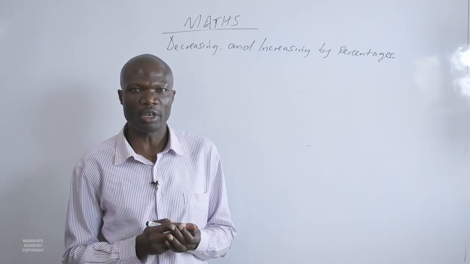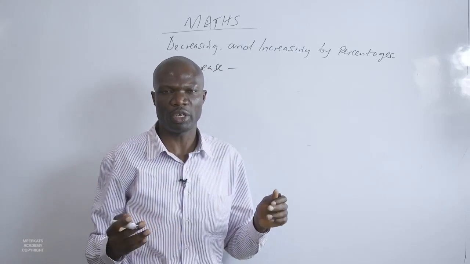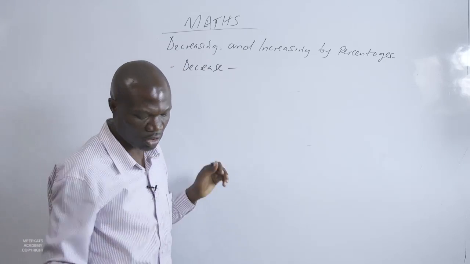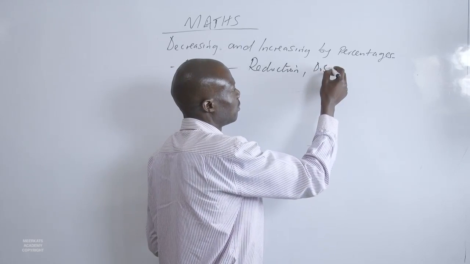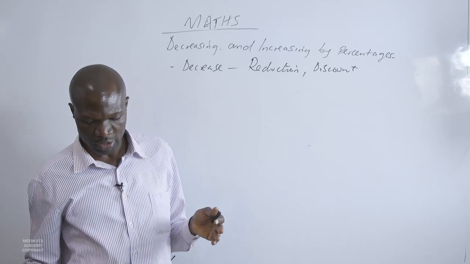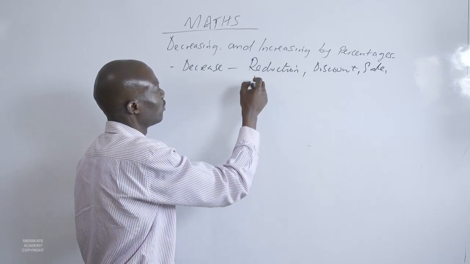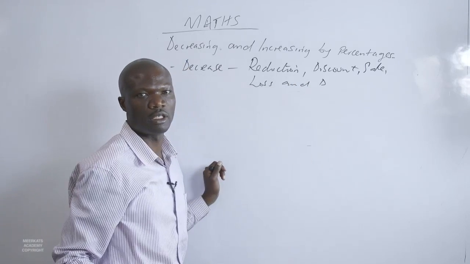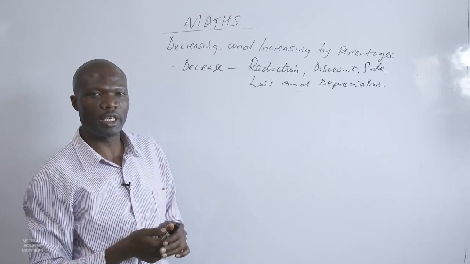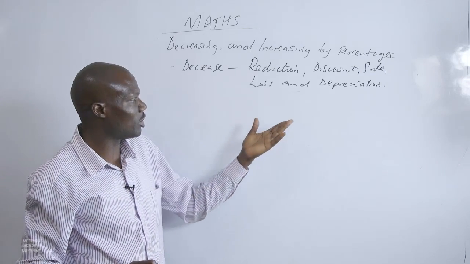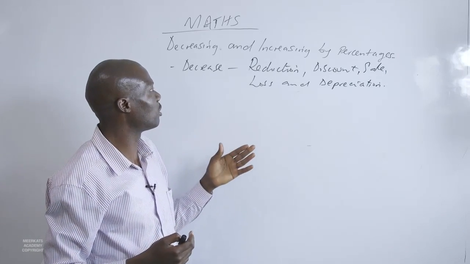So what are the common words that are used to represent decrease? You'll always find common words that are used to represent decrease. Words like reduction, words like discount, words like sale and loss, and depreciation. So not always shall we tell you that it decreased. You can still be told there was a depreciation. You can still be told there was a discount. All these words simply refer to a reduction or simply a decrease.